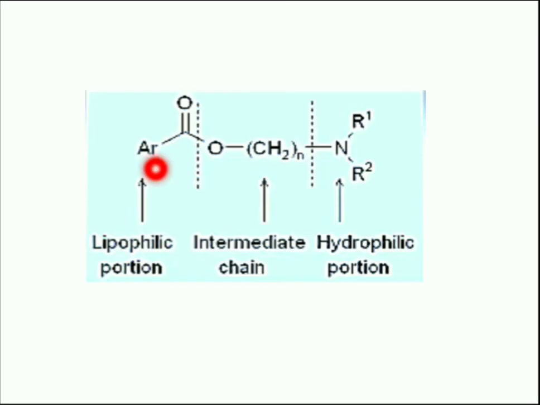The substituted aromatic ring side of local anesthetics is the lipophilic portion. Ionizable amino group denotes the hydrophilic portion. And the connecting group or linker, which connects the lipophilic portion and hydrophilic portion, is an intermediate chain of either ester or an amide.